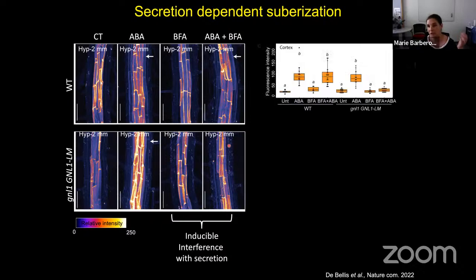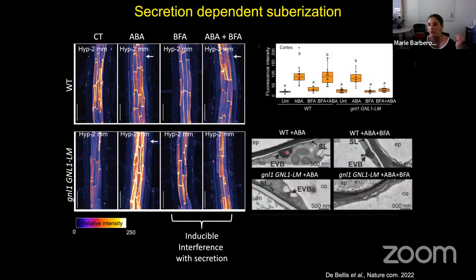This is something we could confirm with quantification, and at the EM level, in the BFA-sensitive GNOM-like one, when we apply ABA together with BFA, there is no suberin deposition and there is no accumulation of these EVBs, these big vesicles. So this clearly supports that secretion is indeed very important for suberin deposition. But as I say, this is quite exciting because there are still a lot of things we don't know, like the compartment, the origin, and the dynamics.